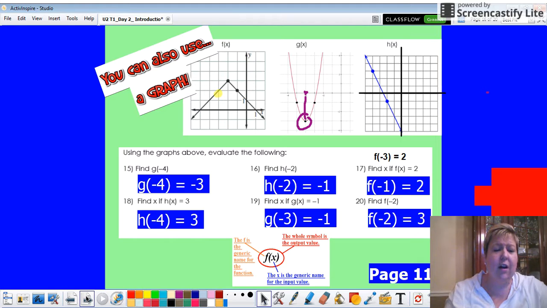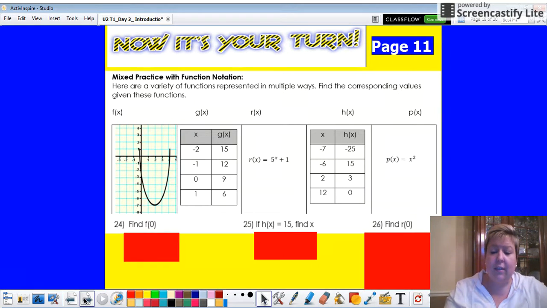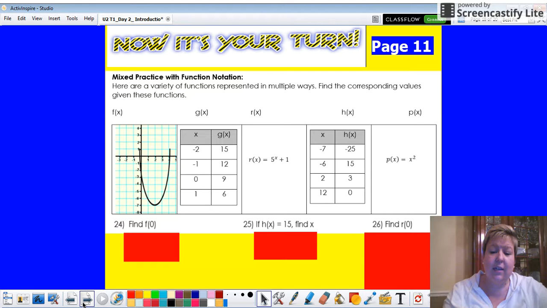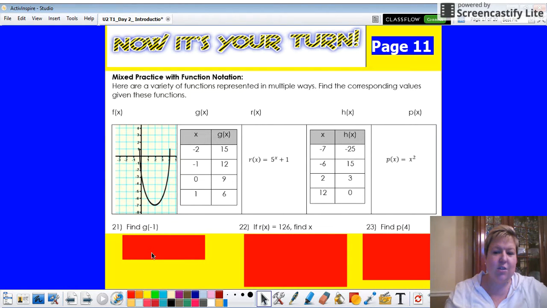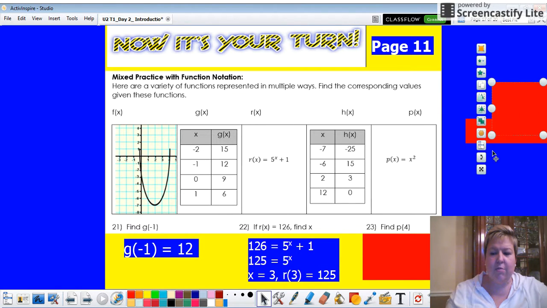All right, so moving right along, the next part of class is going to be your turn to practice. I want you to pause the video and go through page 11, all the way from 21 through 26. And when you have answers for those, go ahead and hit play again, and you can check your work. All right, so here is number 21, number 22, and number 23.